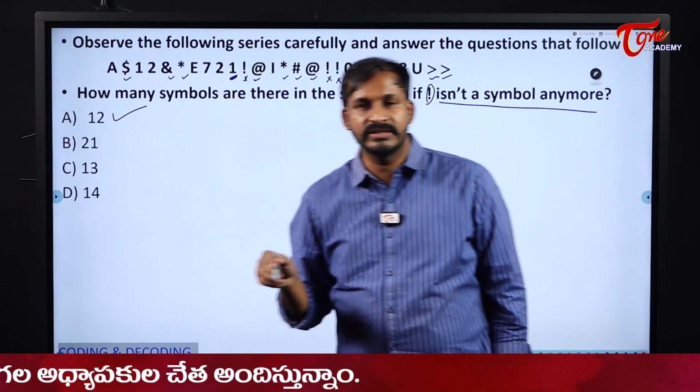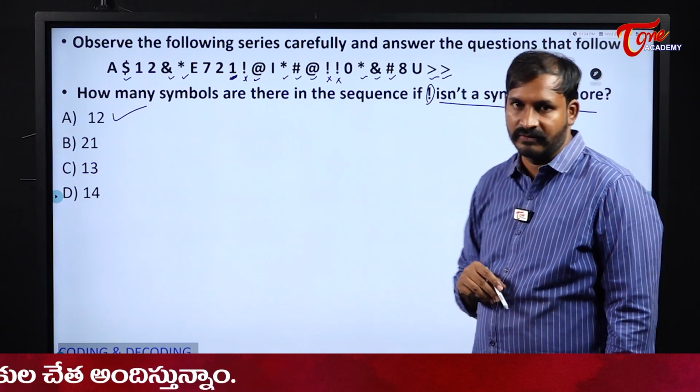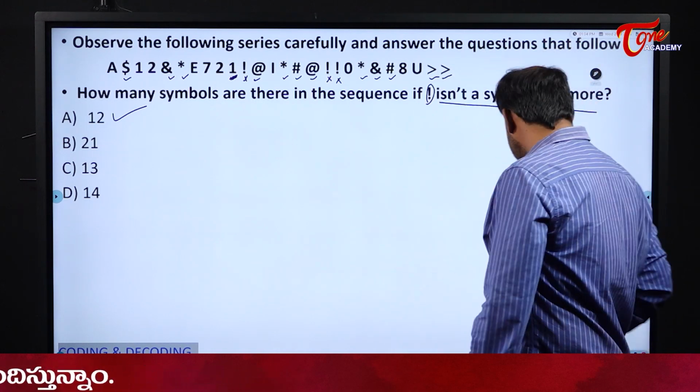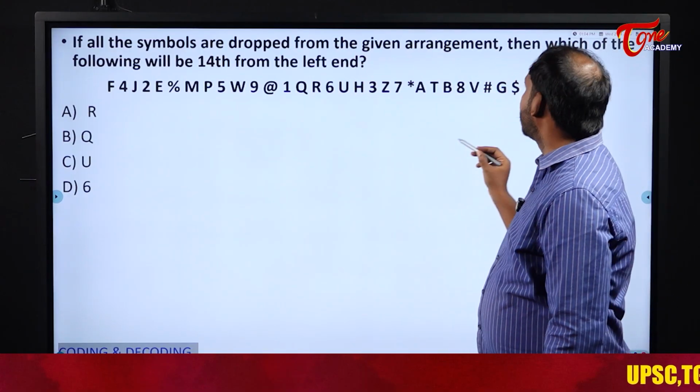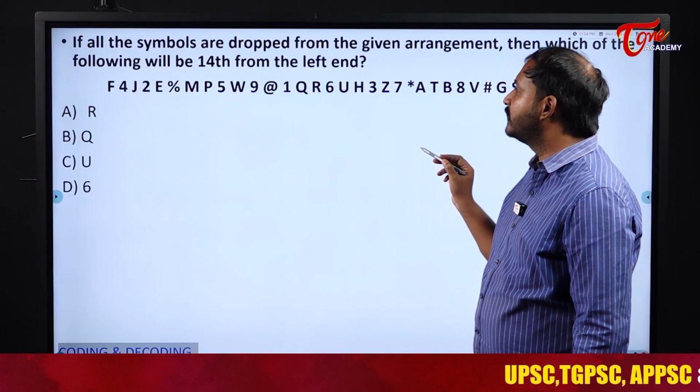So our answer here becomes 12. Okay. Right. Next one. If all the symbols are dropped from the given arrangement, then which one of the following will be 14th from the left hand?